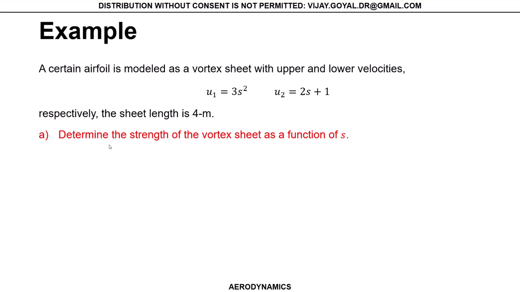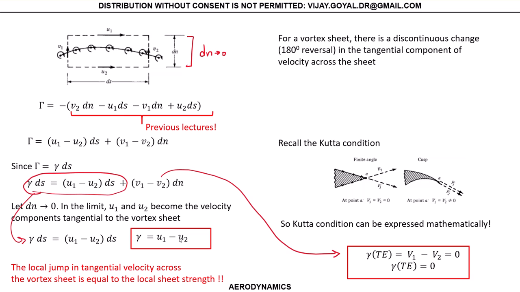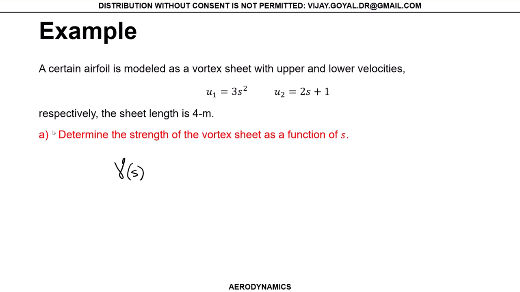The first case is very easy. We just reviewed this right here. This is U1 minus U2, so this is equal to U1 minus U2. This will be 3s squared minus 2s plus 1, or 3s squared minus 2s minus 1.